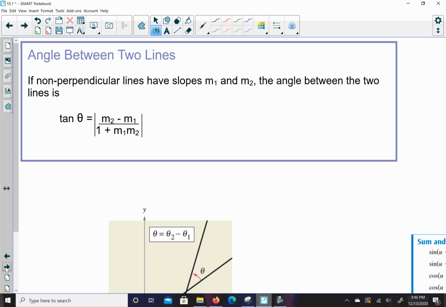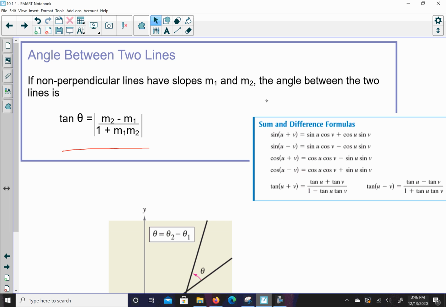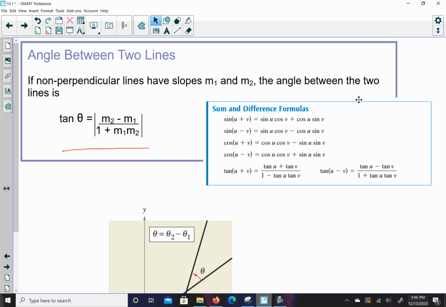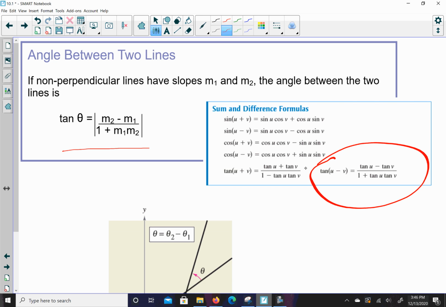Now I want to find the angle between two lines, and here's the formula for the angle between two lines. And that should look familiar to you because I copied this from your Algebra 2 book. These were your sum and difference formulas that you learned last year. And you want to find the difference between two angles, so the inverse tangent. So you're doing the difference of two angles, the tangent formula. And that's what this is. The absolute value is just making sure that I'm looking at the positive angle because the definition is a positive angle.